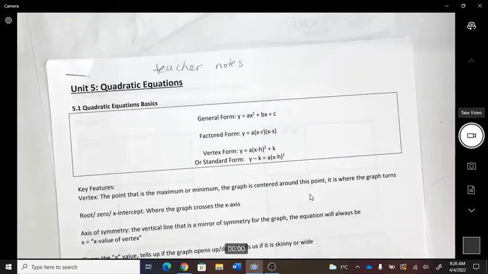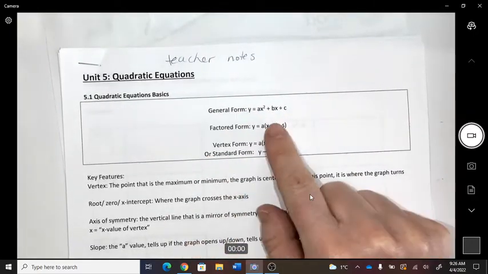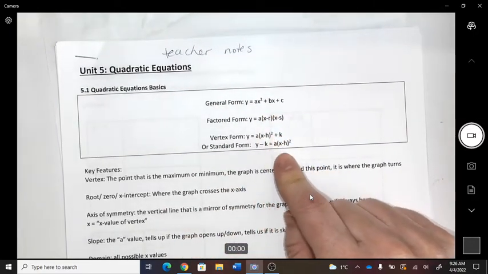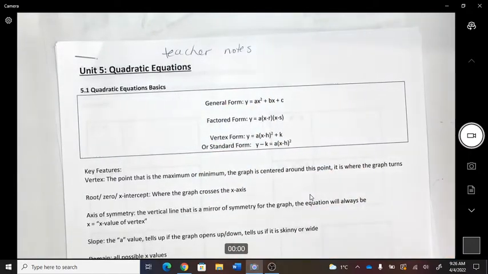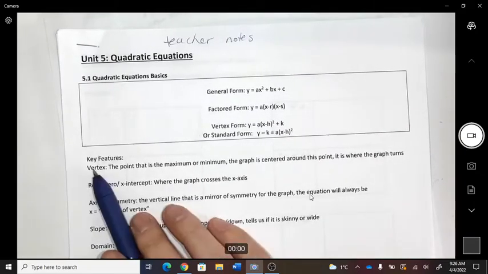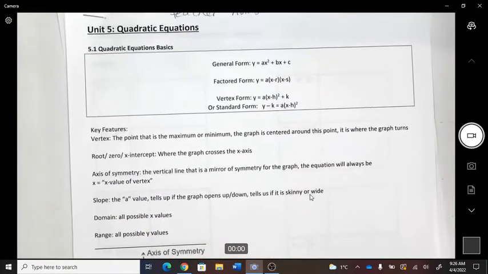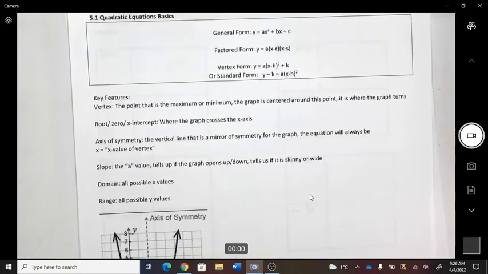Okay, so this is all about quadratics. In this box here are different forms that I could type the quadratic equation in. I'm not going to get too into that because we'll break them apart one at a time. So here are some key things about a quadratic. A vertex is either the minimum or the maximum.